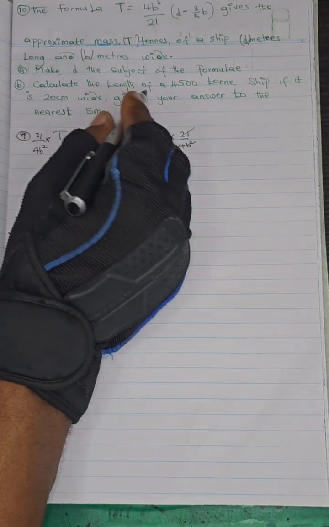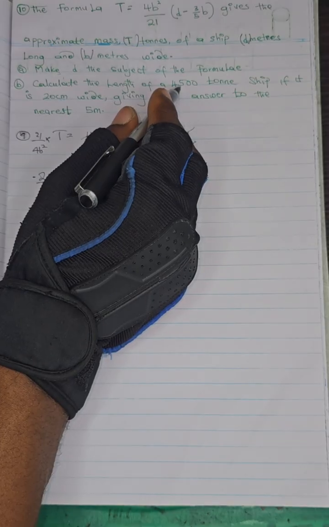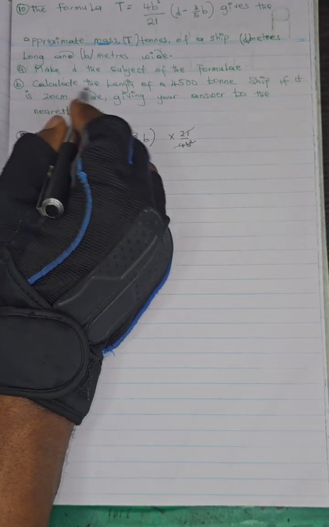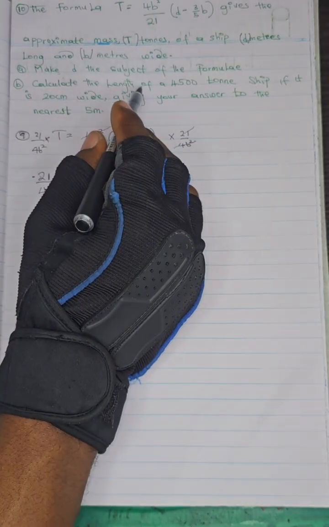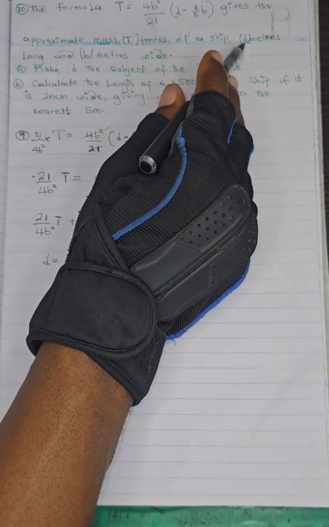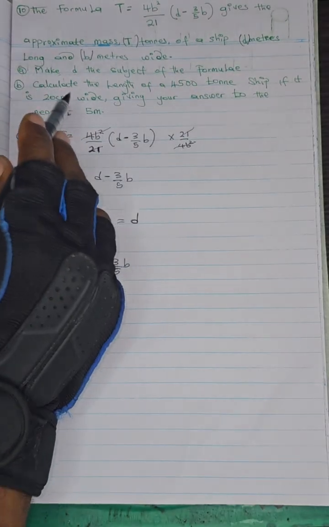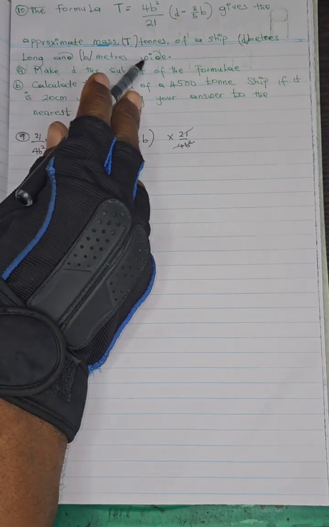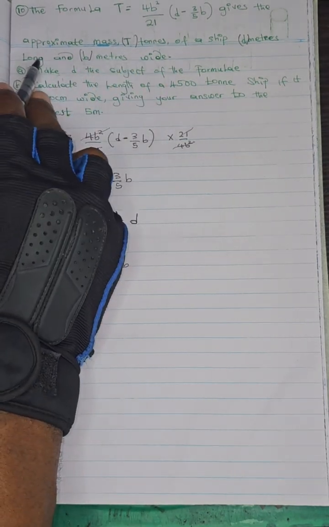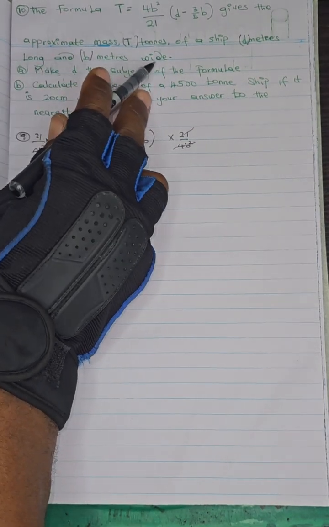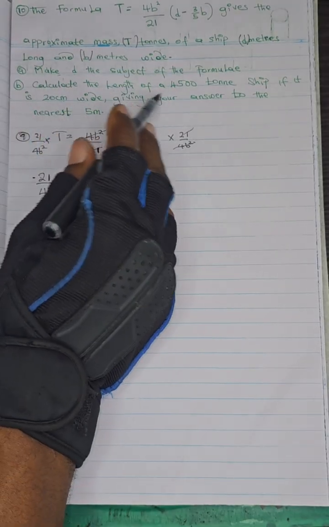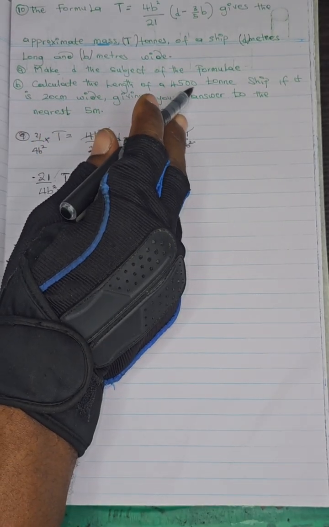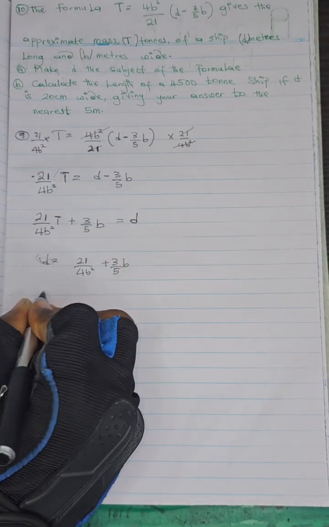Then for the second one, calculate the length of a ship. In the question, they say d meters long, so that means they are actually telling us to look for d, because b is the width, while d is the length. Long means length, at the same time wide means width. So calculate the length of a ship of 5,000 tons.